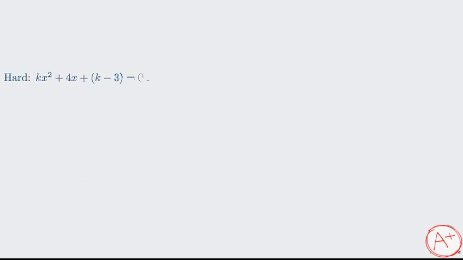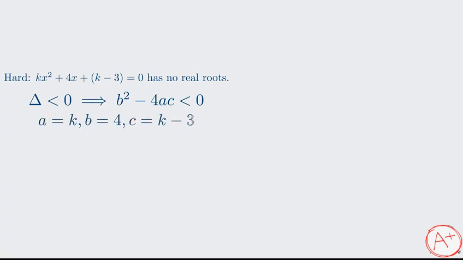The hard question asks for the values of k such that kx squared plus 4x plus k minus 3 equals 0 has no real roots. No real roots means the discriminant, b squared minus 4ac, is less than 0. Here, a is k, b is 4, and c is k minus 3. Substitute these into the discriminant formula. 4 squared minus 4k times k minus 3 is less than 0.